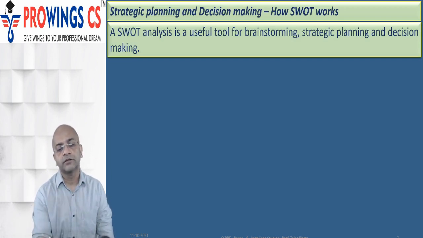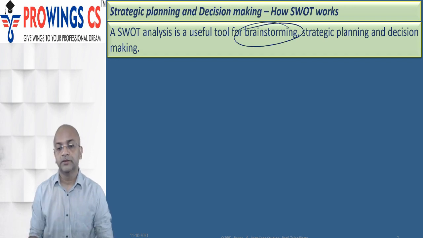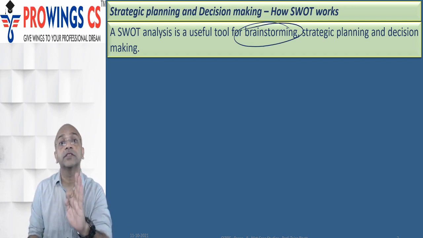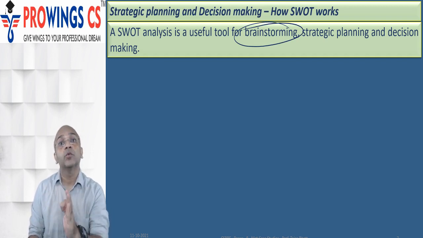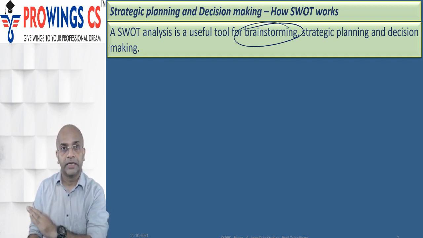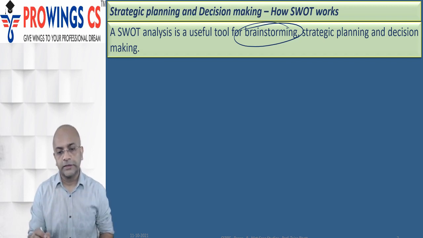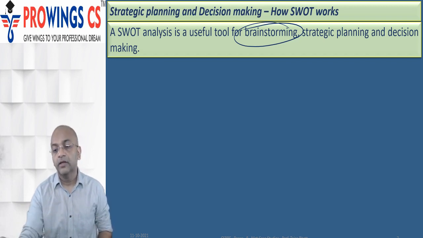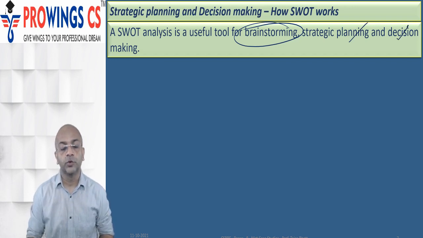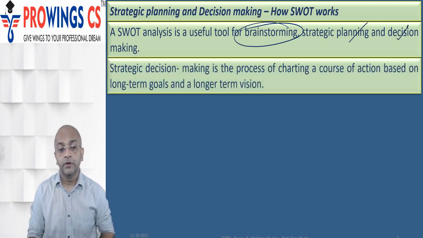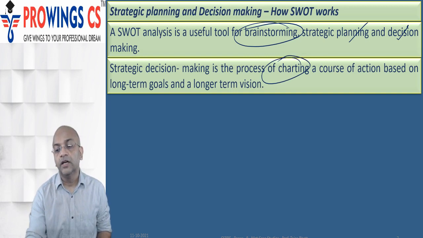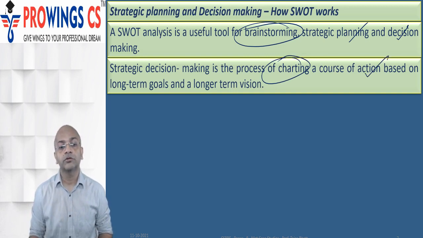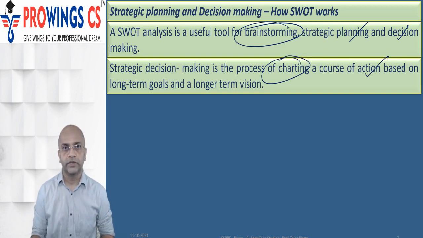A SWOT analysis is a useful tool for brainstorming. You discuss things with yourself, you discuss things with your team members, and you can make a good long-term strategic plan. One more time, SWOT analysis is a useful tool for brainstorming, strategic planning and decision making. Strategic decision making is a process of charting, meaning crafting, creating a course of action based on long-term goals and long-term vision of the organization.